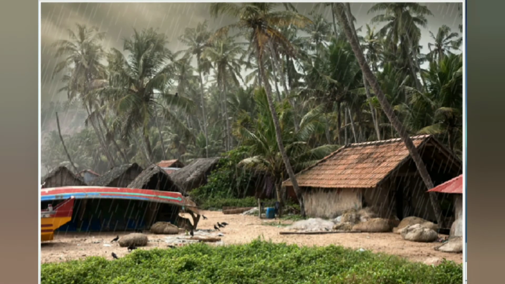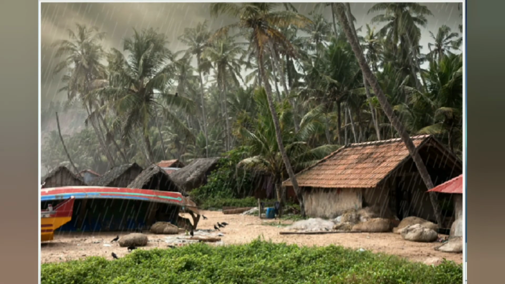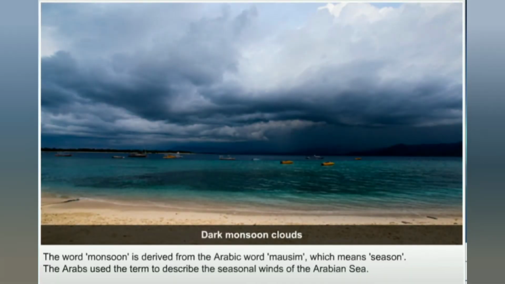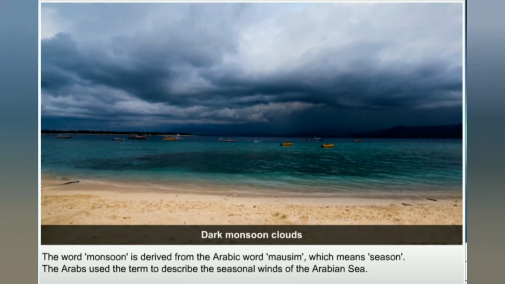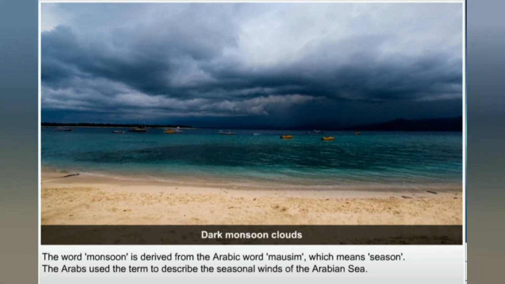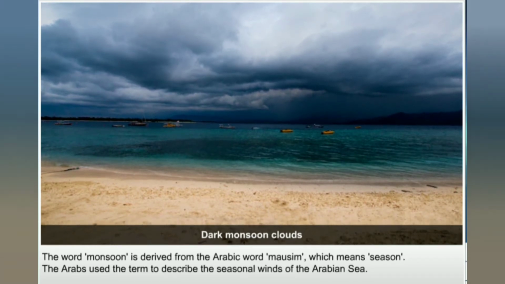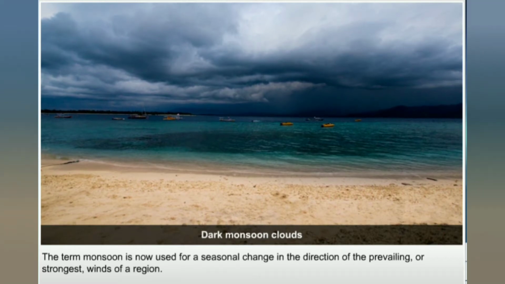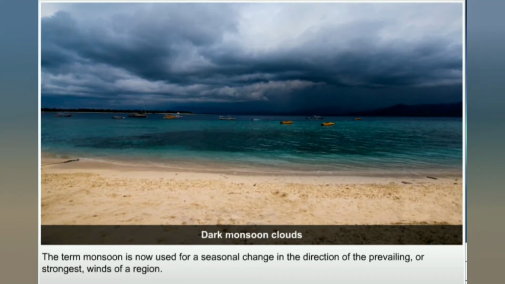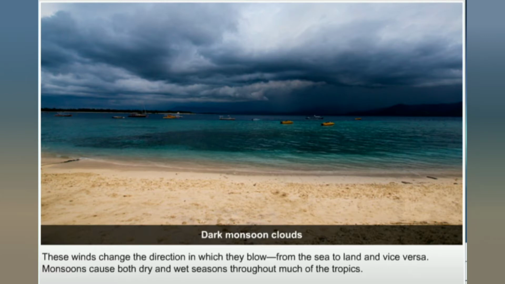Monsoon. The word monsoon is derived from the Arabic word mausim, which means season. The Arabs used the term to describe the seasonal winds of the Arabian Sea. The term monsoon is now used for a seasonal change in the direction of the prevailing or strongest winds of a region. These winds change the direction in which they blow, from the sea to land and vice versa.